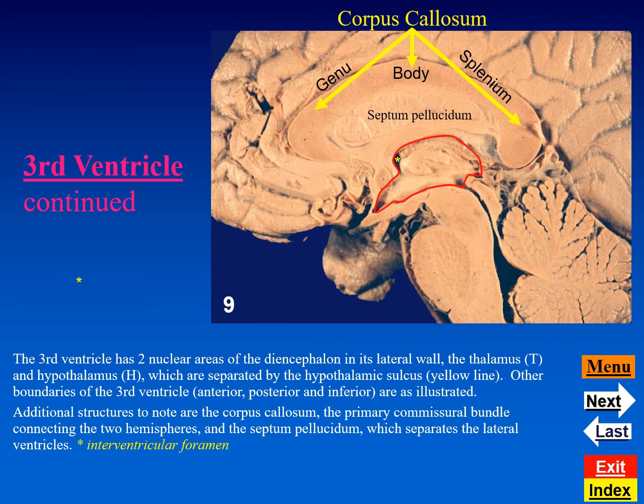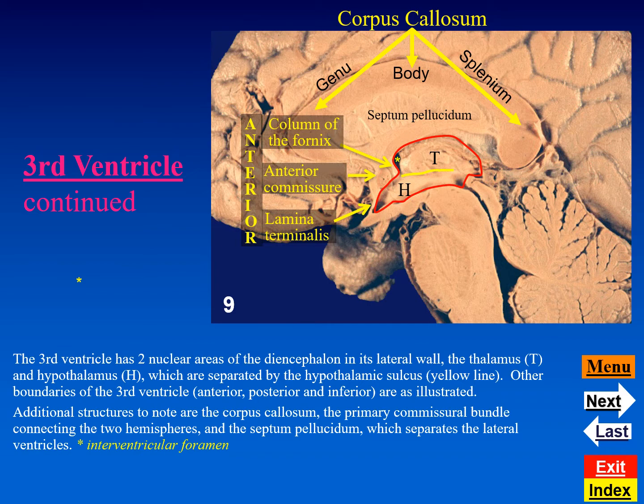Now, focusing on the third ventricle, we see outlined now in the lateral wall there are two diencephalic nuclear areas represented, the thalamus and the hypothalamus, which are separated by a shallow groove known as the hypothalamic sulcus. The following are three borders of the third ventricle that are going to be outlined. Some of the structures mentioned will be discussed in other slideshows.